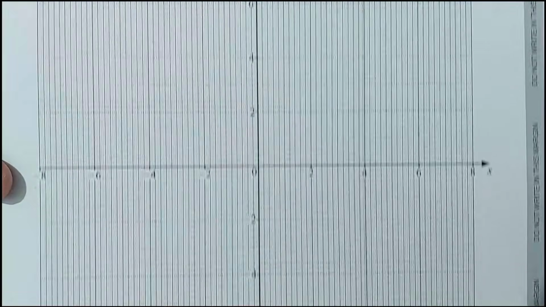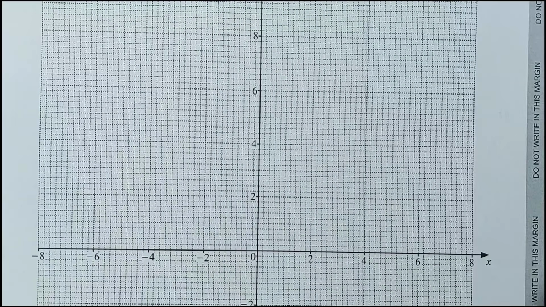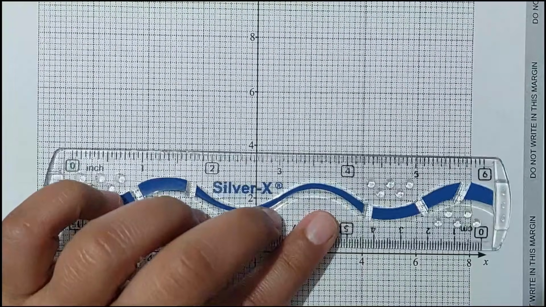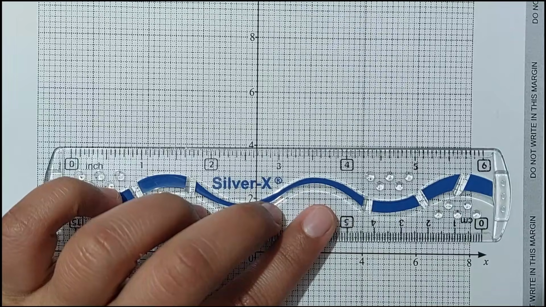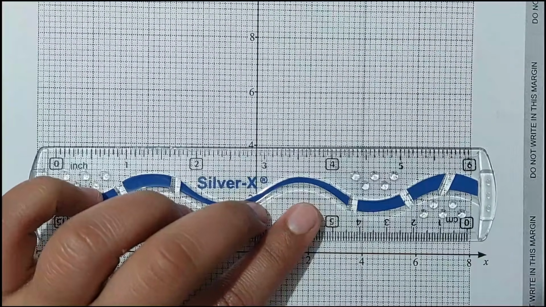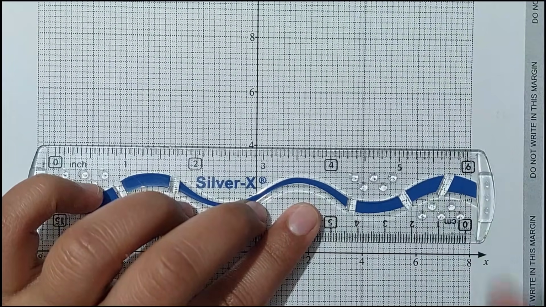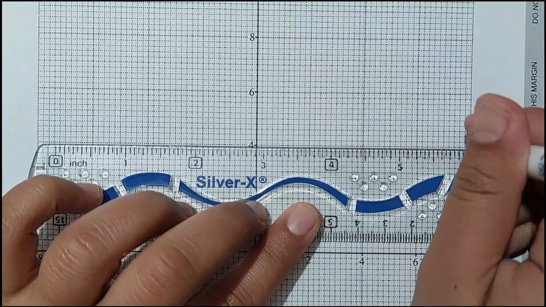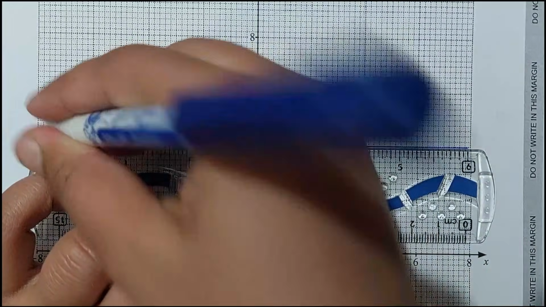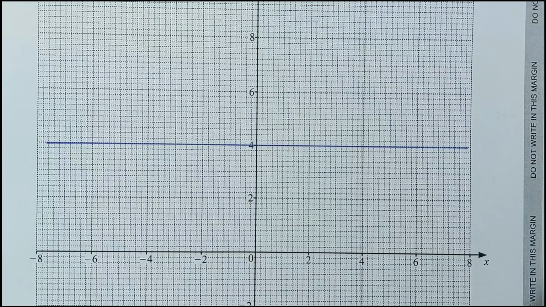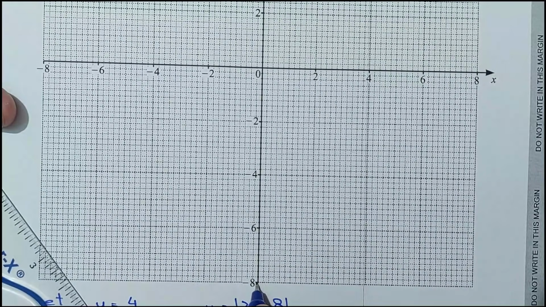All right, so let me draw the lines. For y equals 4, first we have to plot this line. Okay, this straight line is y equals 4. And the slope is 2. The y-intercept is negative 8. Here is the y-intercept, negative 8.